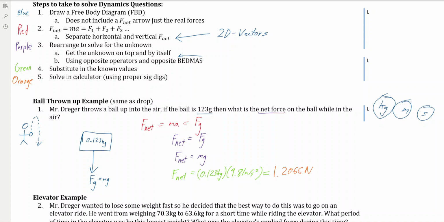And so now what we need to do is get our sig digs, and this is 3 sig digs because there are 3 in each value, 3 here and 3 here. And so we get 1.21 newtons as our final answer.